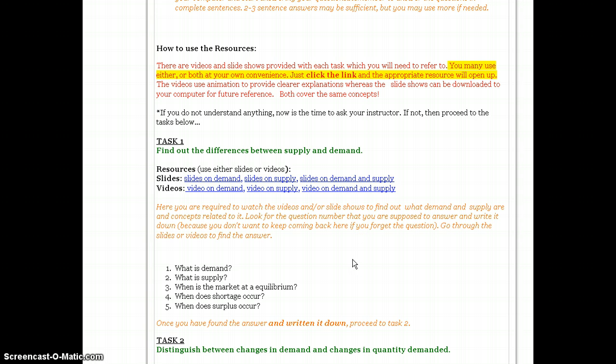Look for the question number that you are supposed to answer and write it down. It is wise for students to write down the questions because they would not want to keep coming back to the web page again and again.